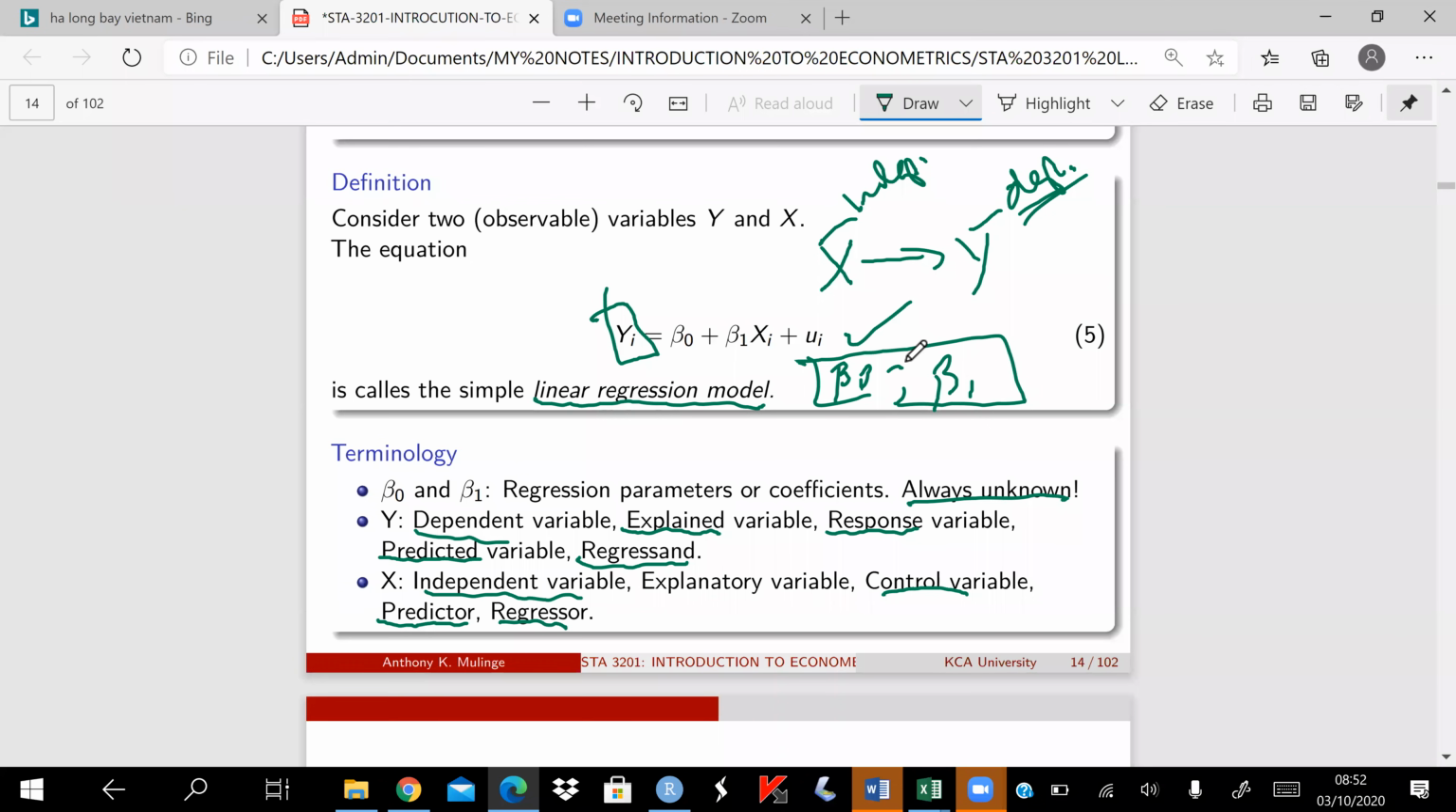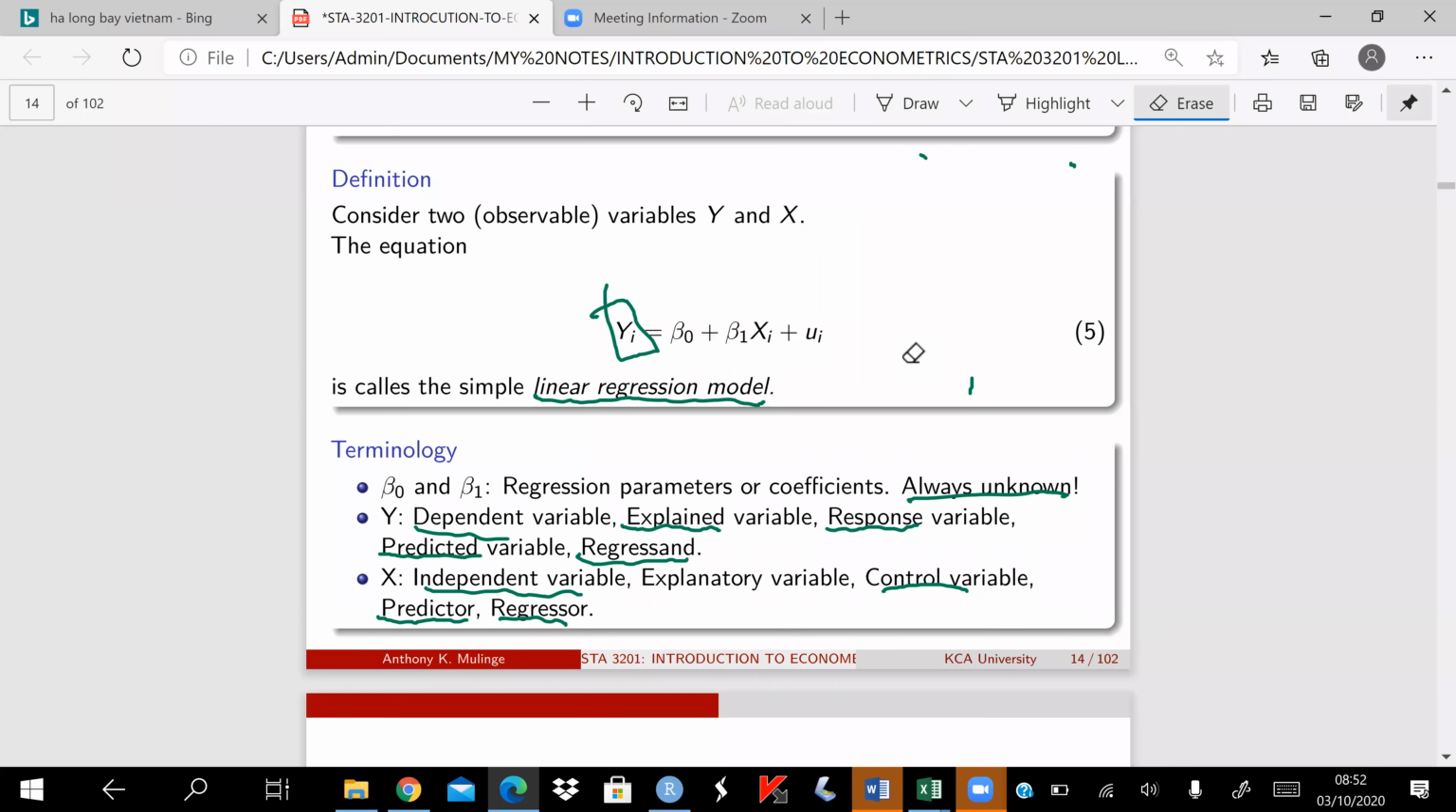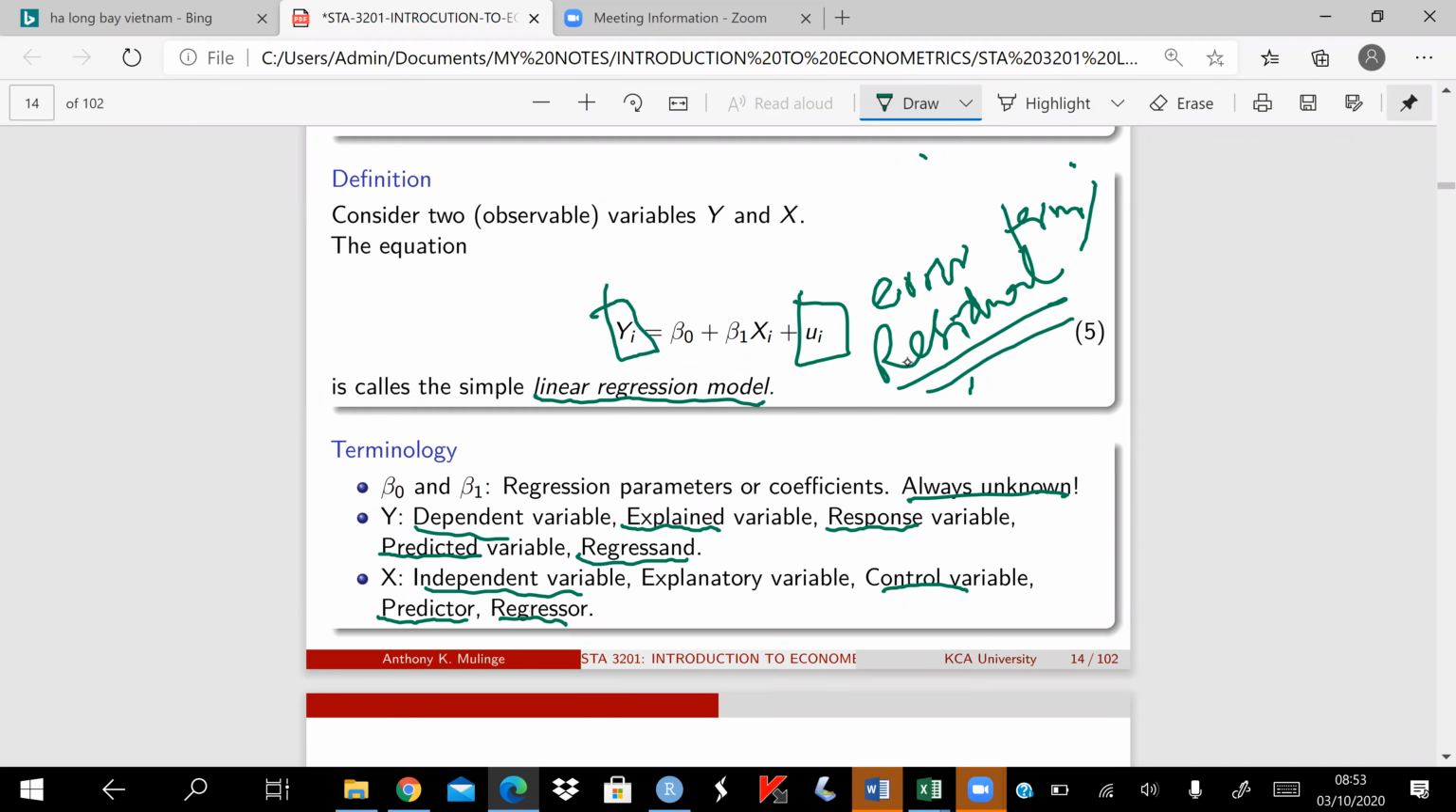Then the last term there, u i, is called the error term. Some people prefer to call it the residual. Actually, some people prefer the word residual to the word error term. When you talk about a residual, it's the variation in y which has not been captured by, or explained by, the given independent variable.